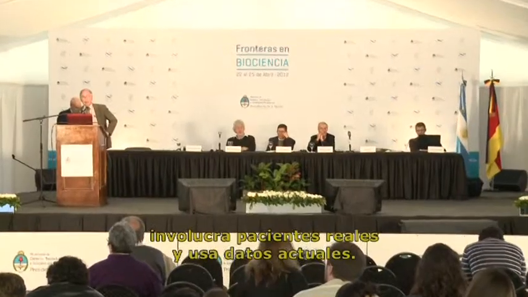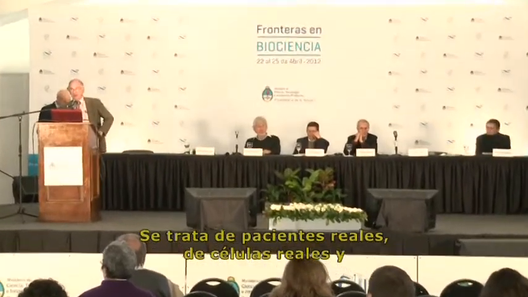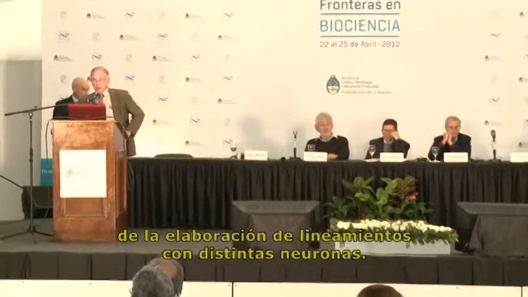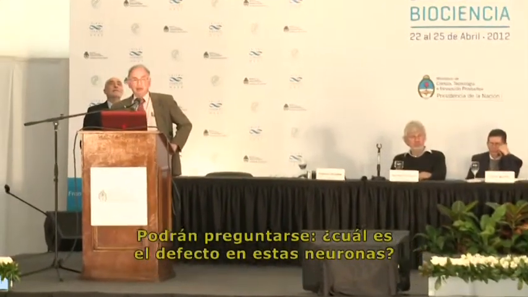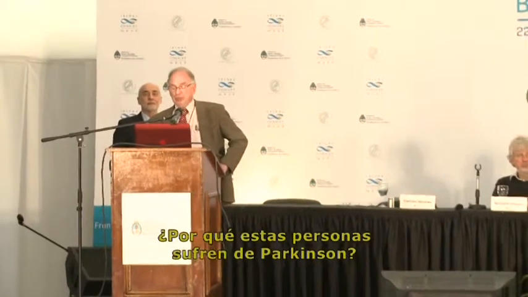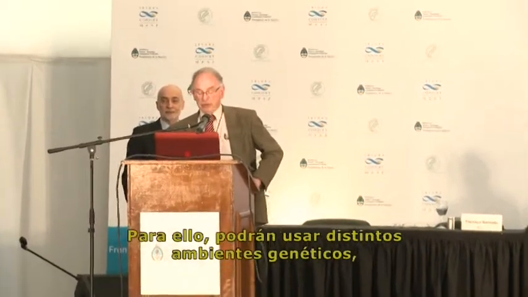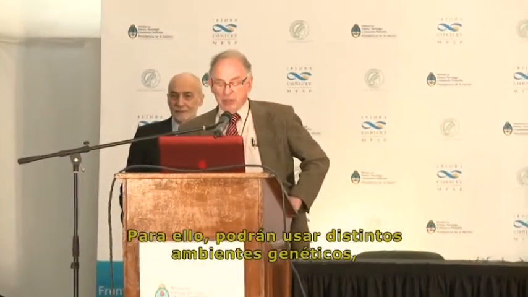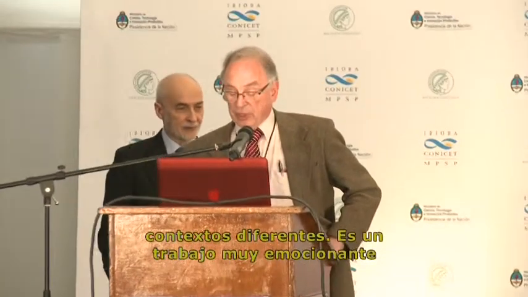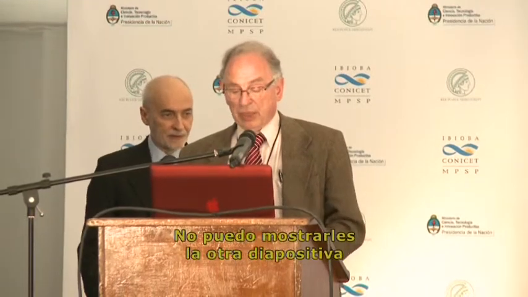And it's a very interesting project because it involves using these lines derived from patients. So these are real patients with real cells. You make lines that you can differentiate into neurons and then ask, what are the defects in these neurons? Why did these people get Parkinson? You can use the different genetic environments, contexts, and this is very exciting work that shows how you differentiate, and then you get the cells.